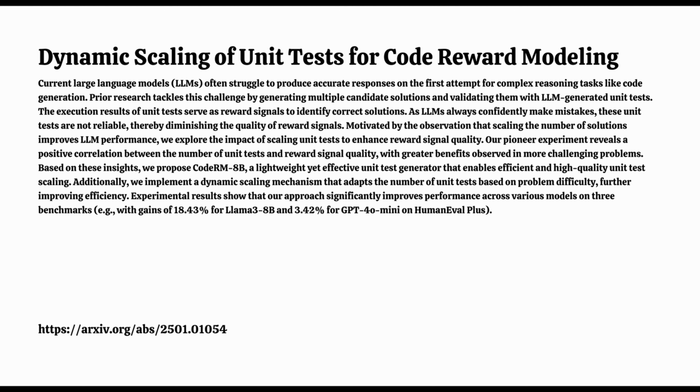The paper mentions a specific technique, dynamic unit test scaling. What's that all about? So it's about figuring out how many unit tests are needed for a given coding problem. Instead of applying a fixed number of tests to every problem, they adjust the amount based on the estimated difficulty of the task. So they're trying to be efficient with their resources. Wouldn't running an excessive number of tests for every simple problem be a waste of computing power?